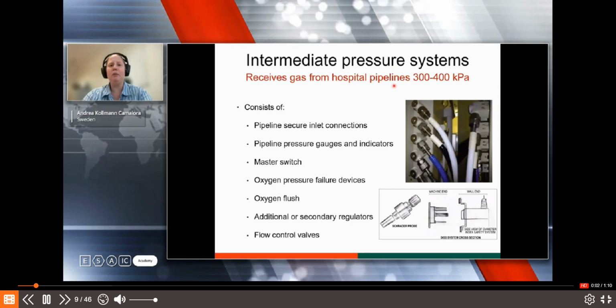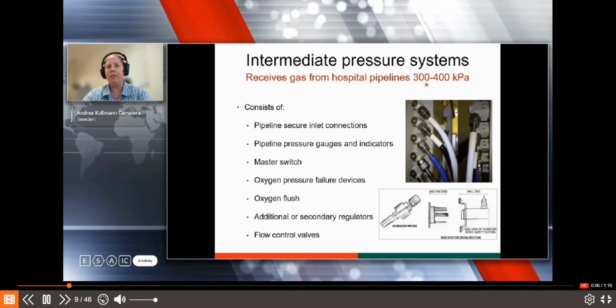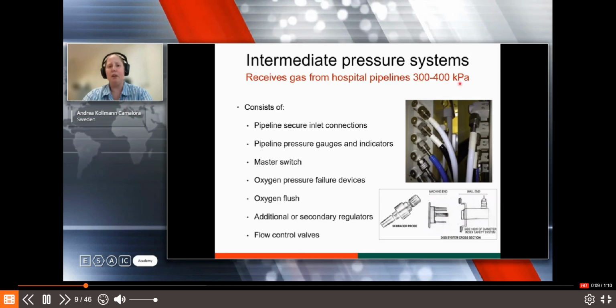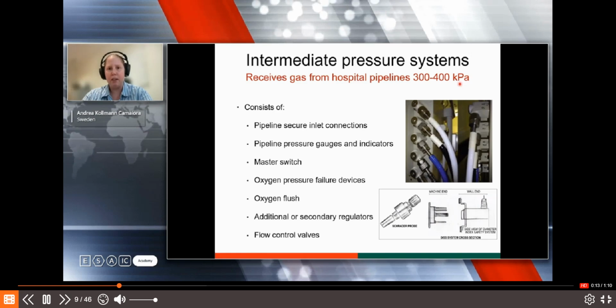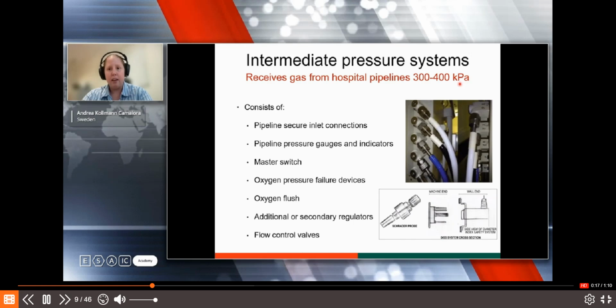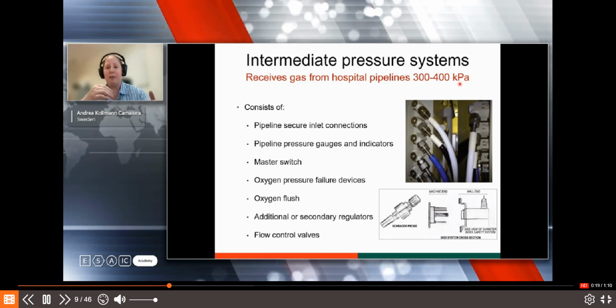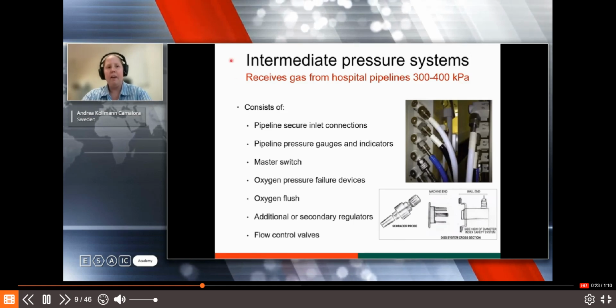About the intermediate pressure systems, it is the gas received from the hospital pipelines, 300 to 400 kilopascals. A thing you will notice in my lecture as well as the physics lecture is that I will put every single unit for pressure there is. And this is to force you to work a bit on the conversions because the exam does exactly the same.